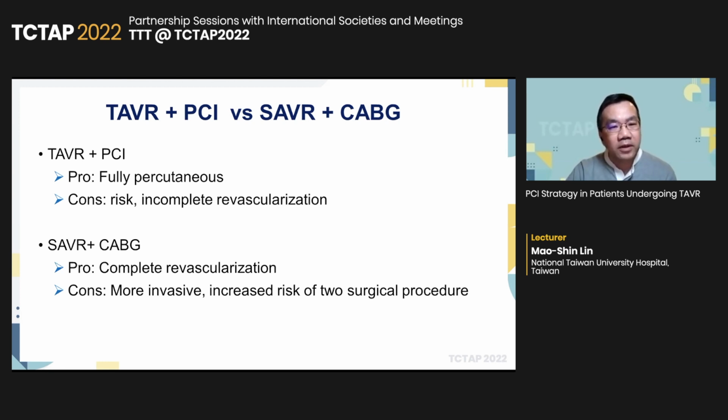TAVR combined with PCI, although it's less invasive, still brings some risk in a staged or concomitant procedure. And PCI is always thought not to provide complete revascularization as compared to CABG. And SAVR plus CABG, although we saw that it could provide complete revascularization, is still an invasive procedure, and will also double the risk if two surgical procedures are combined together.